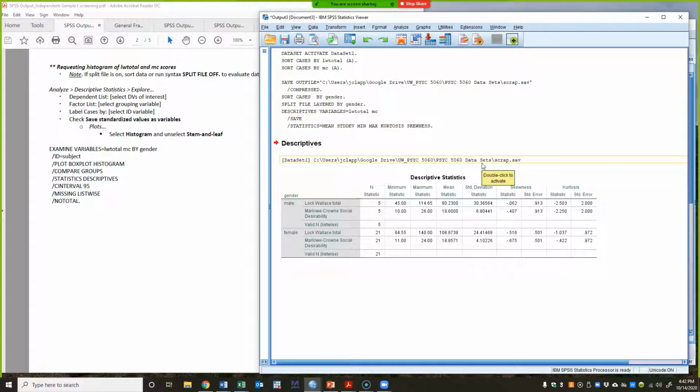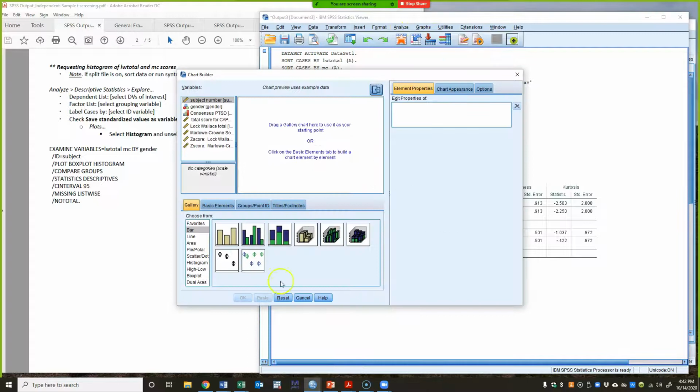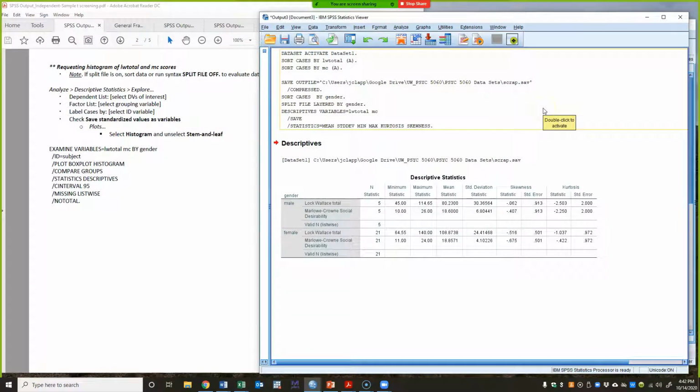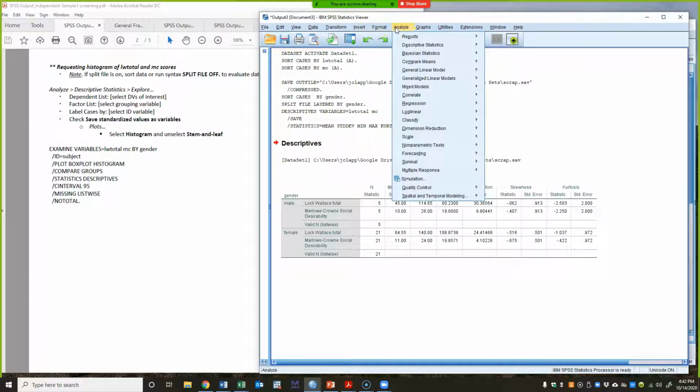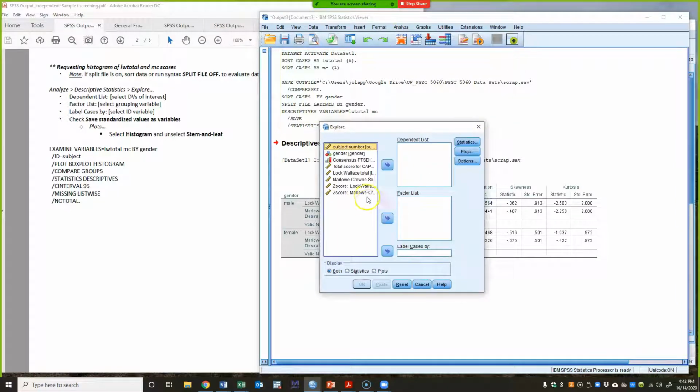Now before, in the single sample test, we went to Graph, Chart Builder, and used this to build some histograms and box plots, and that's fine. But as we start to get into more complex problems with more variables to deal with, that starts to become a hassle. So what we can do is a shortcut. I can go to Analyze, Descriptive Statistics, and Explore. If I click there, I say I want to look at my Locke-Wallace and my Marlowe-Crowne. So these are my outcomes that I'm interested in.